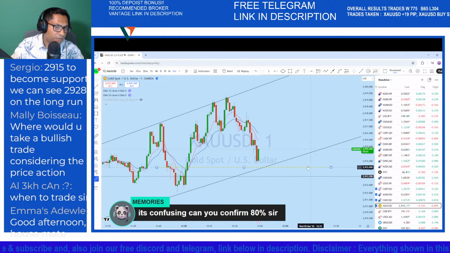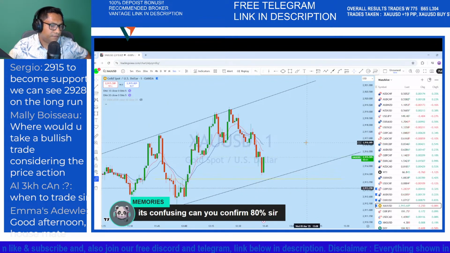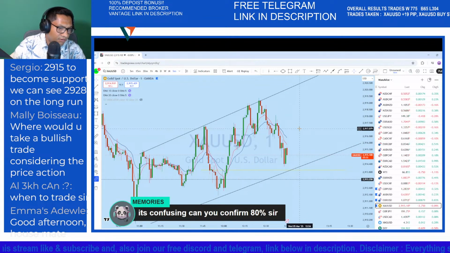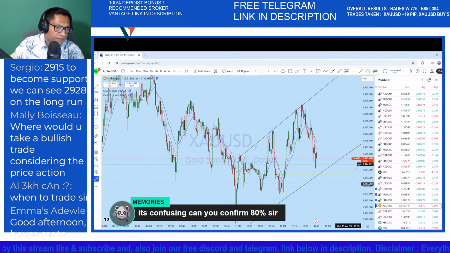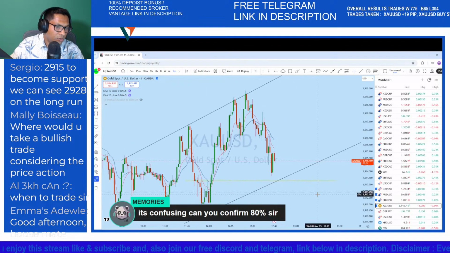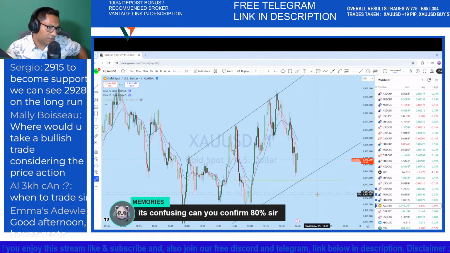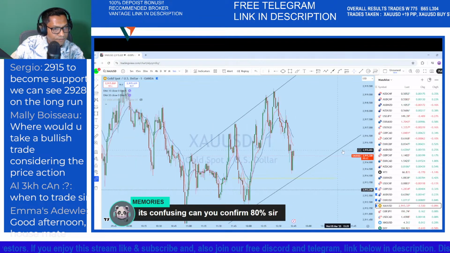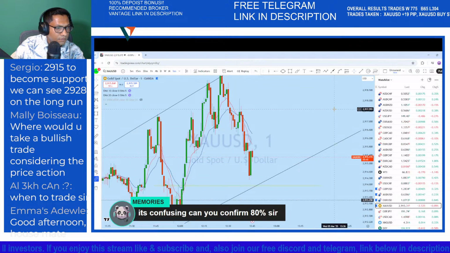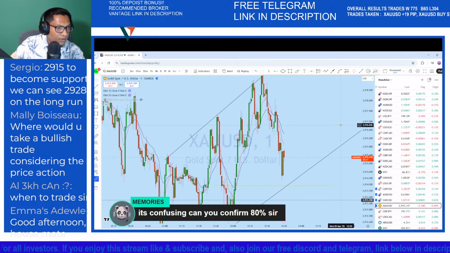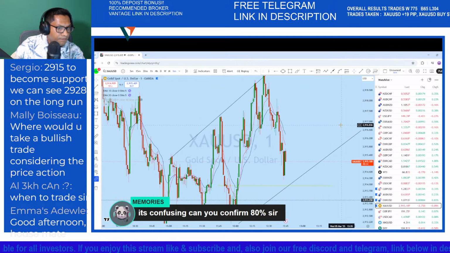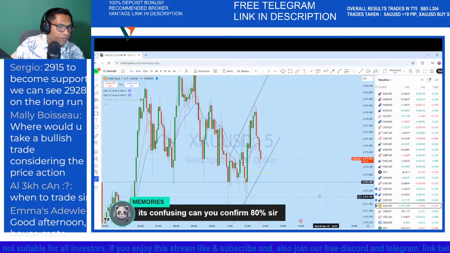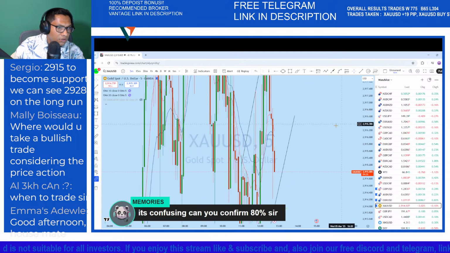So in this area here, we see that rejection, and with that rejection, now let's wait for the market to drop well below to the support.